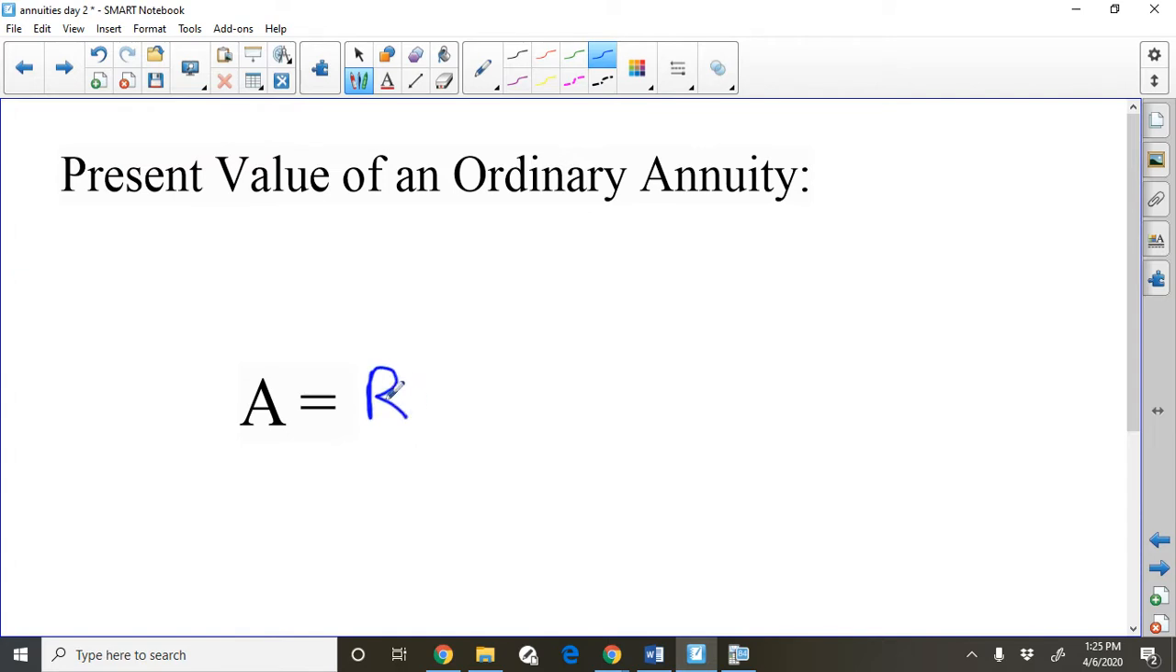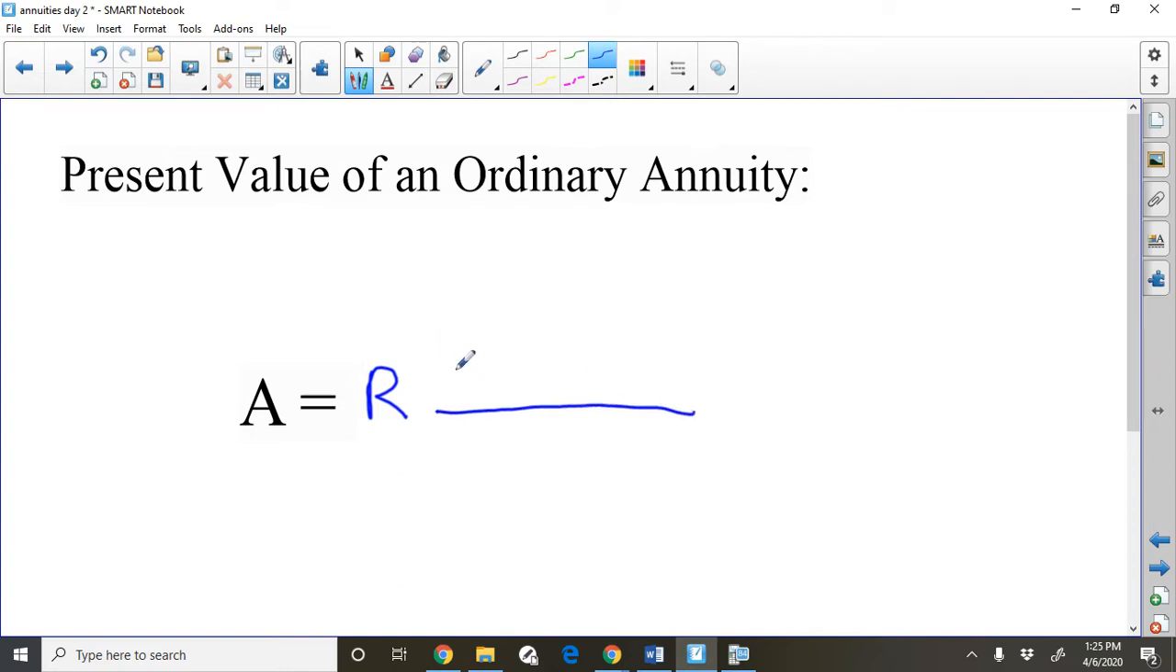The capital R, which is your monthly payment, or in some cases it can be a different rate, but usually it's monthly, is not in the fraction. So I saw some people's work yesterday where the R was in the numerator. It is multiplying the entire fraction.